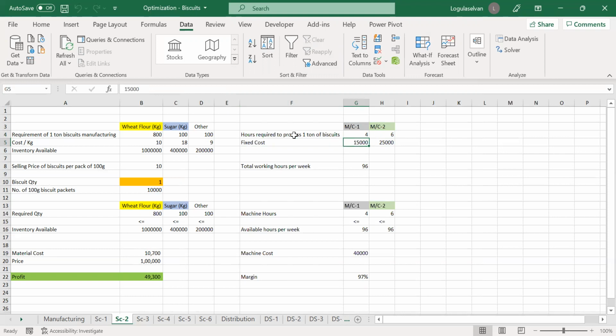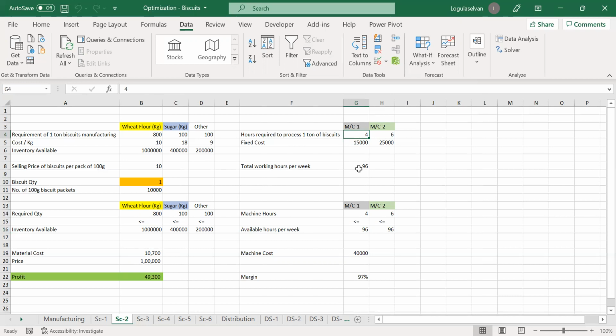And then there is the fixed cost per week. The fixed cost is around 15,000 in machine 1 and 25,000 in machine 2. So already there is an inventory constraint. Further, now we are adding a machine constraint.